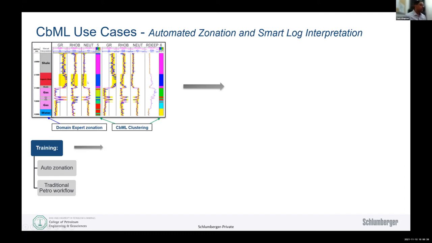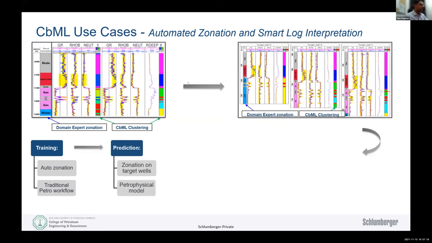One difference between the logs on the left and the logs on the right is that we introduced an extra variable, an extra input, which is the resistivity on this well here, where it optimized the clustering. It actually gave us one extra class. However, it optimized the clustering in terms of resolution, where it removed the thin beds that were present in the thick shale layer here. So we can see a good match between the clustering done by CBML and the zonation done by the domain expert.